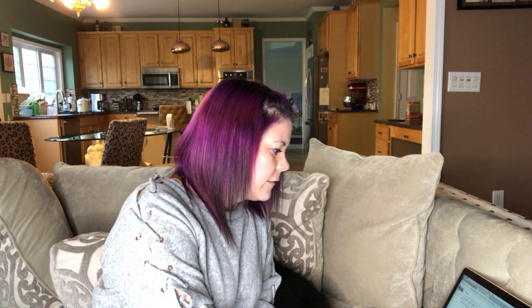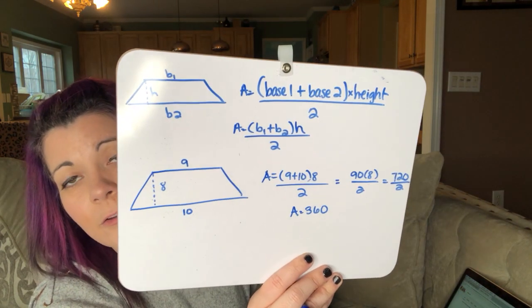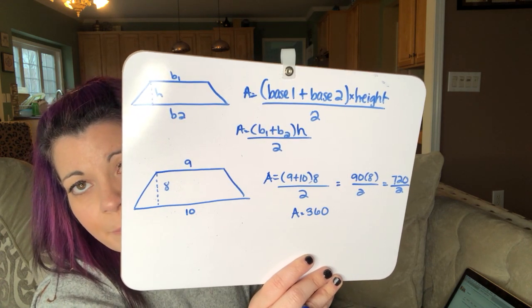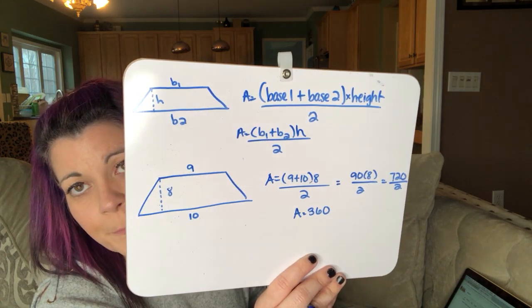Had to follow PEMDAS, so parentheses. 9 plus 10 is 19, and then times 8. 19 times 8 is 152, and then all of that divided by 2. 152 divided by 2 is 76. So area is 76 of that trapezoid. So base 1 plus base 2 times the height, all divided by 2.